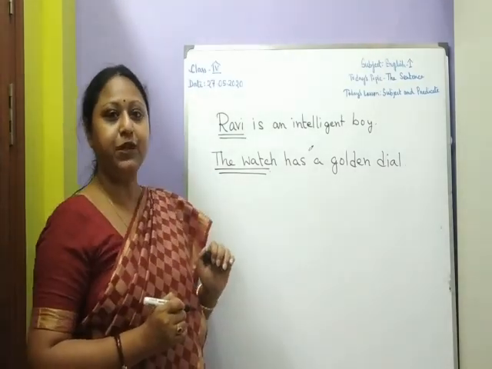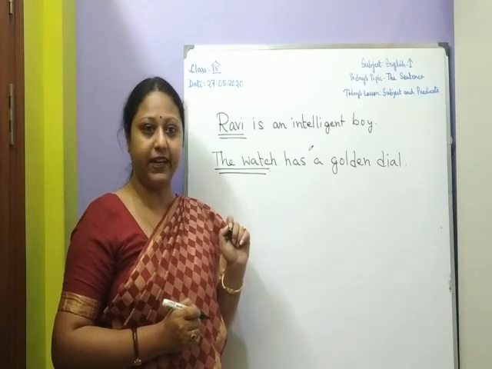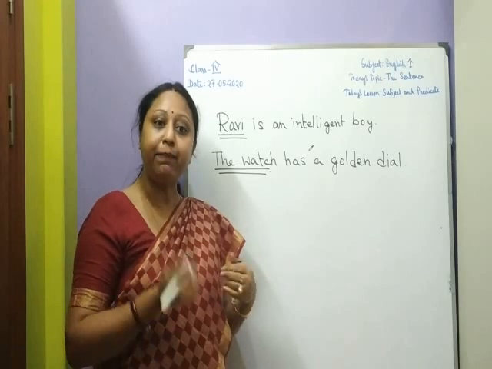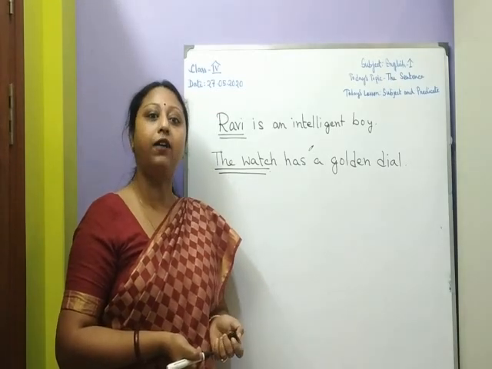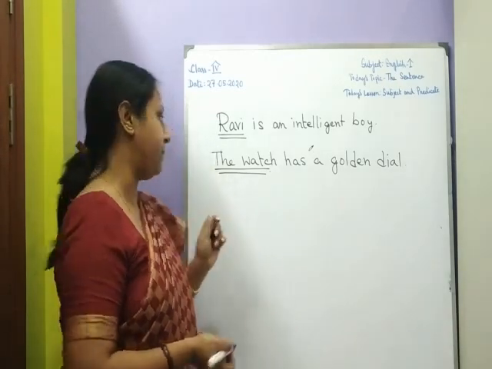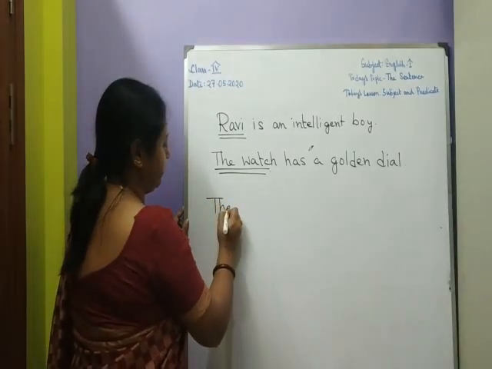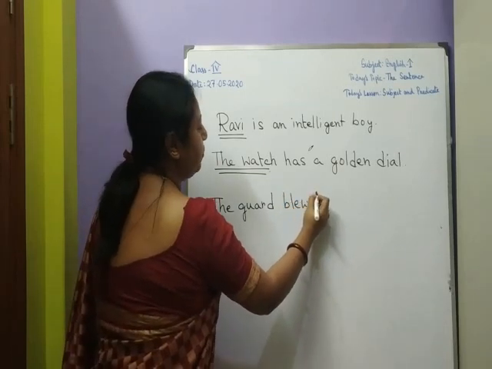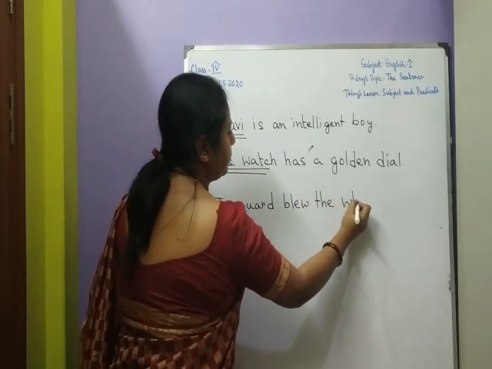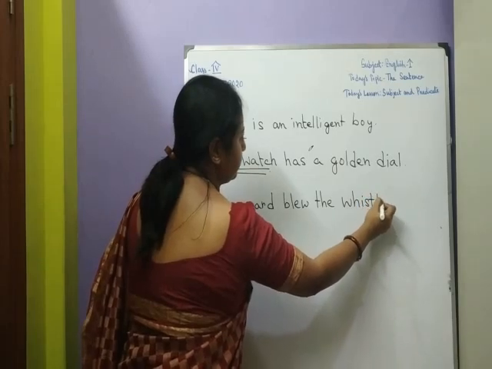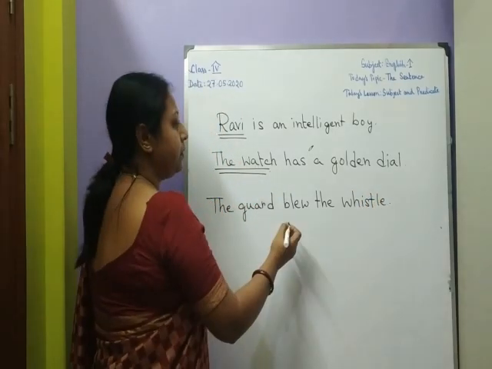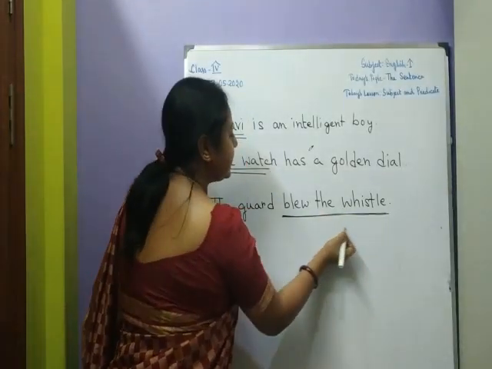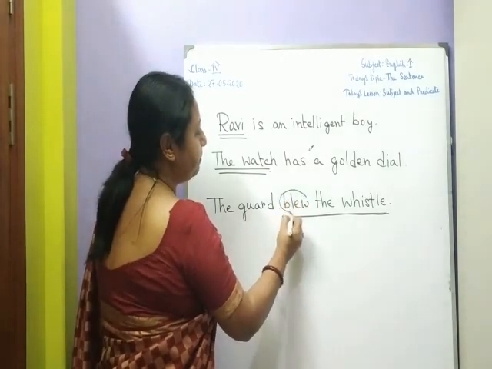Now, let us come to the identification of predicate. We can identify a predicate by identifying that part of the sentence which contains a verb. Let me give you an example. The guard blew the whistle. Here, blew the whistle is the predicate of the sentence as it contains the verb blew.